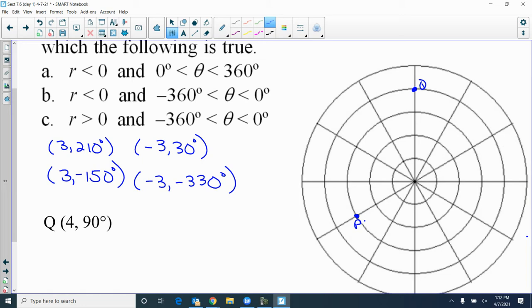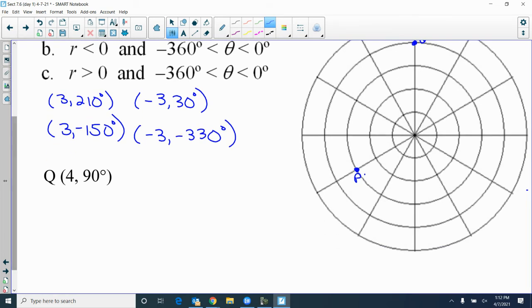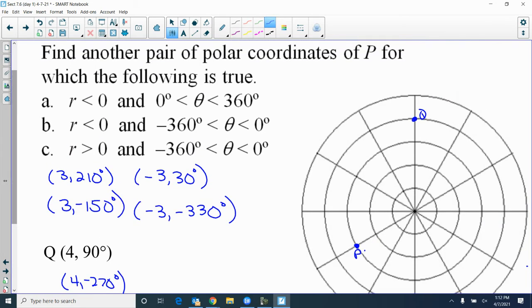All right, 490. Alyssa, you know what's going on? Kind of. Kind of? All right, what do you think? 4, negative 270. Okay, good. Now, to me, that's the easiest one, the negative angle. And actually, if you look at the A, B, and C up here, that would be the C part. But I always find that one first. Okay, I don't care what order you find them in.